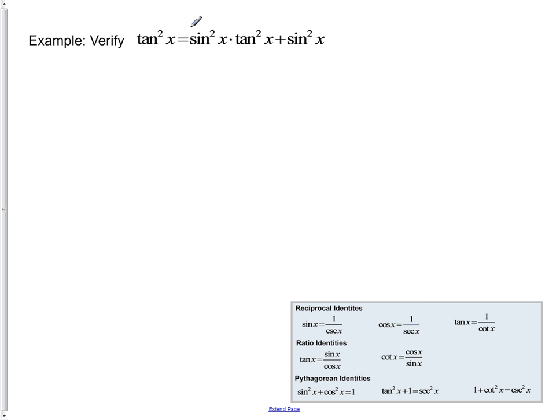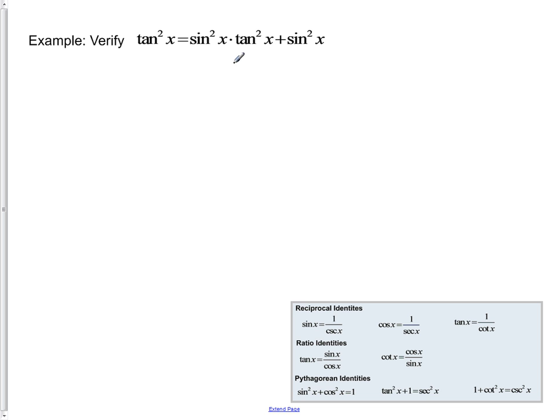So right here I can see that in this particular situation on the right hand side I've got a lot going on. I've got sine squared x times tangent squared x plus sine squared x, and on the left hand side I only have tangent squared x. So I'm going to start on the right. Now, a lot of people will also look at this and say, well, okay, so I'm going to have to rewrite all of this in terms of sine and cosine, and that could make things really, really complicated.